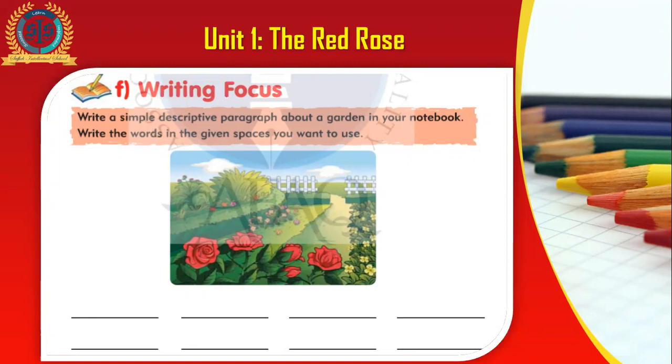The writing focus says that you have to write a simple descriptive paragraph about a garden in your notebook. Write the words in the given spaces you want to use. Now don't worry, I am going to give you a paragraph on garden. It will be given to you in the form of notes as well. I will send you the notes and you have to write them in your notebook.